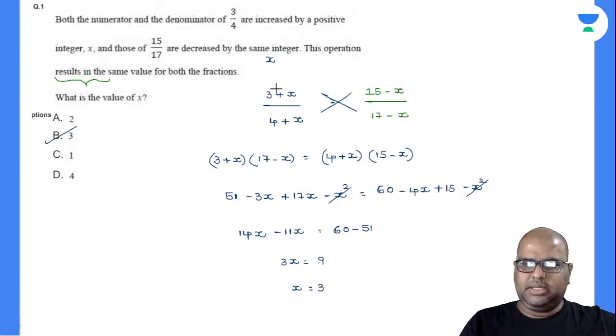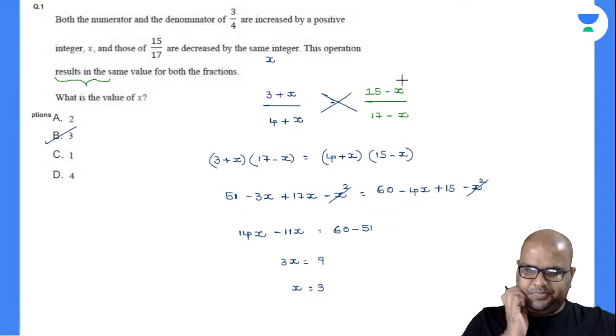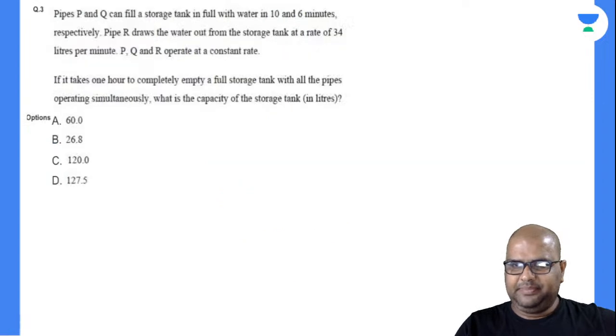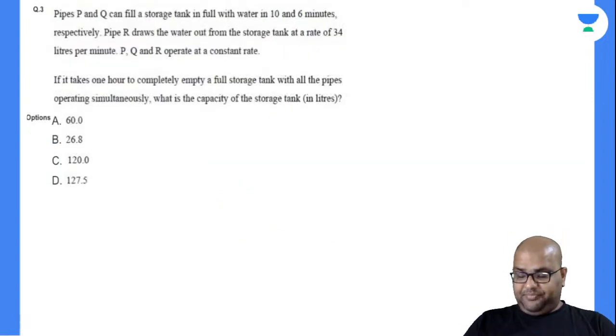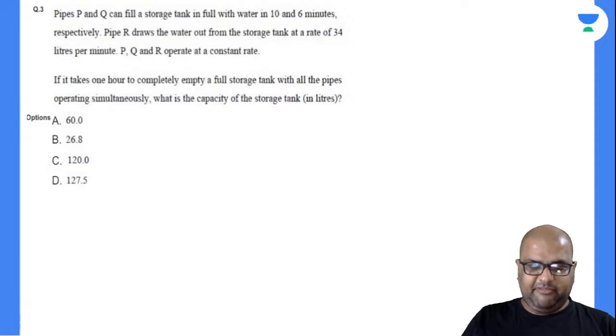And you can substitute it. 3 plus 3 is 6, 4 plus 3 is 7, right? So 6 divided by 7. Now how much will the other be? 15 minus x will be 12, 17 minus x will be 14, and you will get the same answer there. Am I right or wrong? 6 by 7. Done. LHS is equal to RHS. Perfectly done.